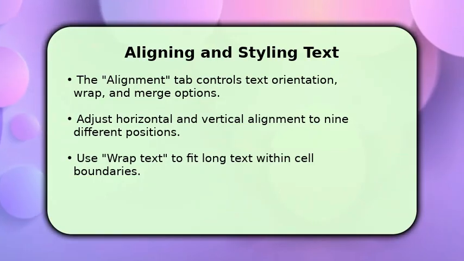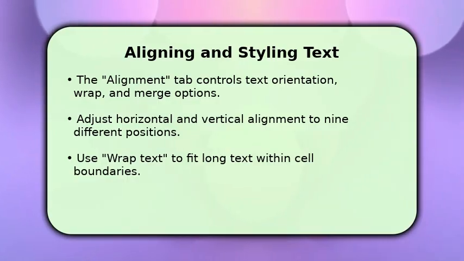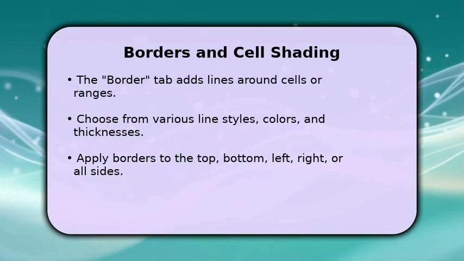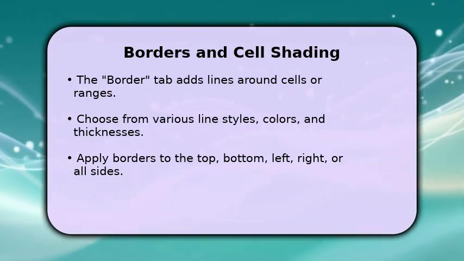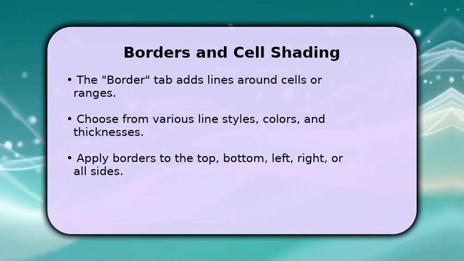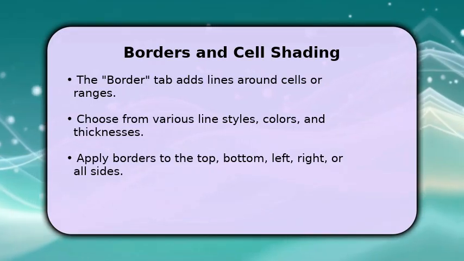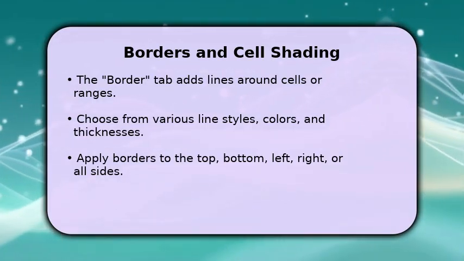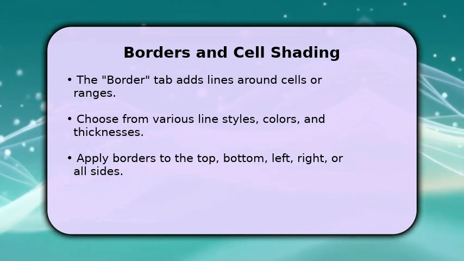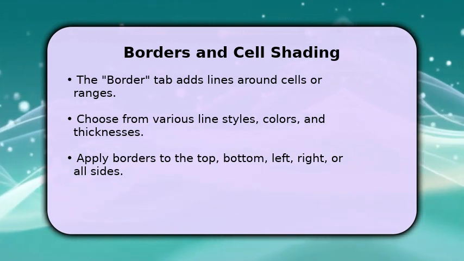The Font tab lets you select from hundreds of typefaces, adjust the size, change the color, and add effects like bold or italics. Finally, the Border tab helps you define the visual structure of your spreadsheets. You can add lines around individual cells or entire ranges, selecting from several line styles, colors, and thicknesses. Apply borders to specific sides, like just the bottom, or to all 4 sides.